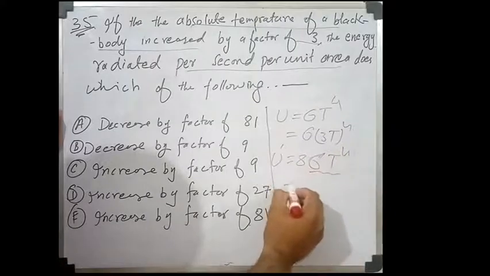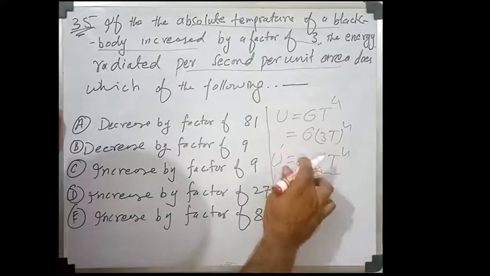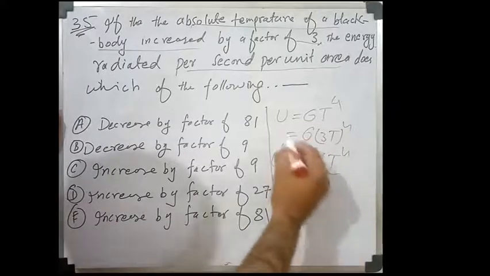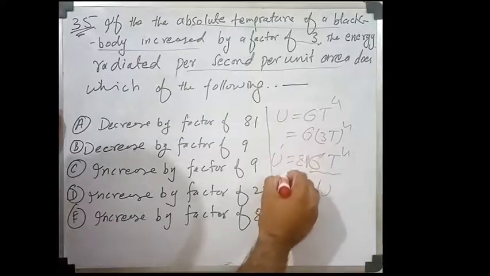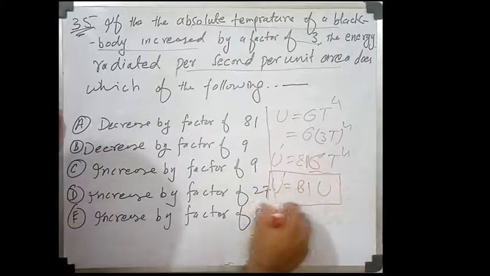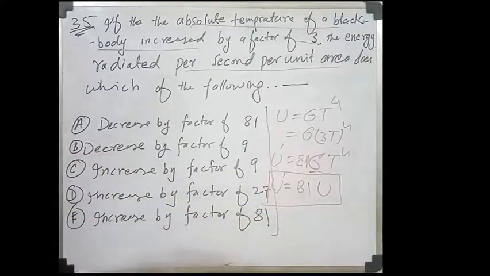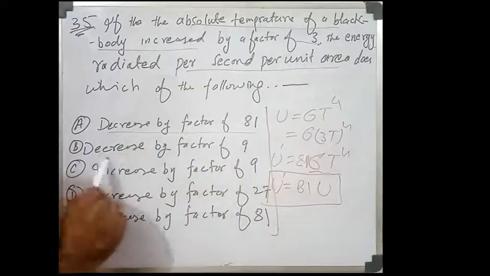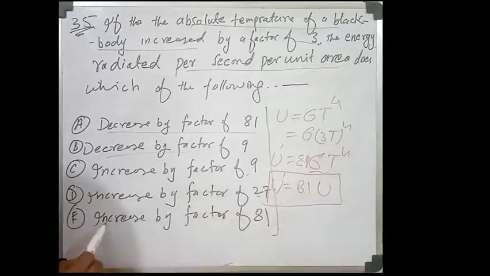This is equal to 81 multiplied by U. Then the new energy density will be 81 times the initial one. So energy is increased by a factor of 81 if the absolute temperature is increased by 3 times.